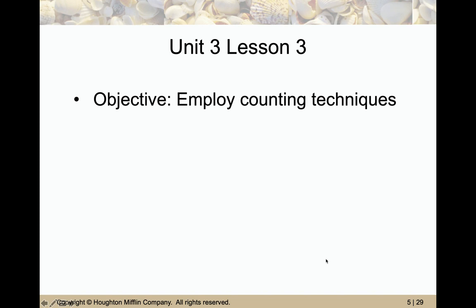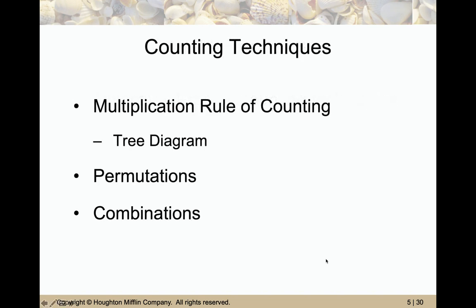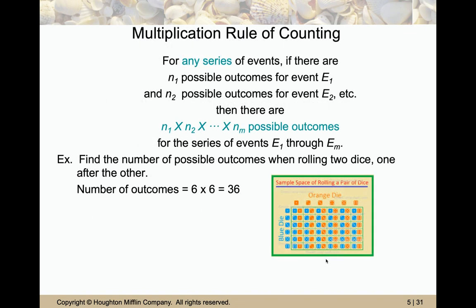Now that sounds a little basic, but it's very easy to count things if you can see them, or even if you can conceptualize how many you're talking about in your head. But when you're talking about thousands of possibilities, sometimes you need a little bit of help. So we're going to look at some different techniques. We're going to look at the multiplication rule of counting and how a tree diagram can help with that. And we're going to consider permutations and combinations.